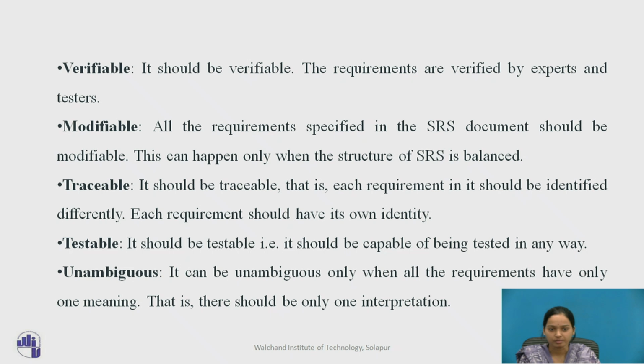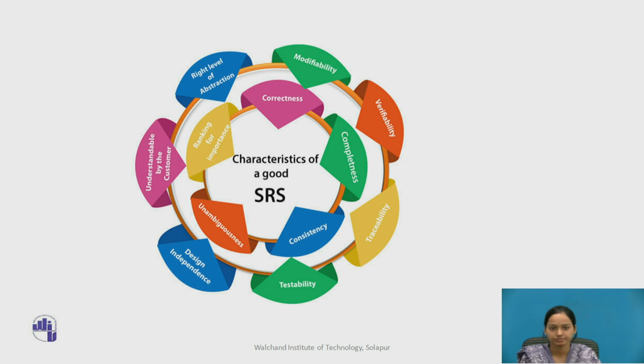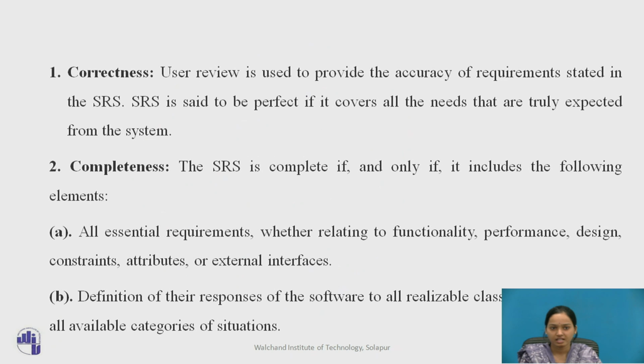Next is unambiguous. It can be unambiguous only when all the requirements have only one meaning, that is there should be only one interpretation. This is a small diagram for the characteristics of a good SRS, that is correctness, completeness, consistency, unambiguous. Next slide is correctness. User review is used to verify the accuracy of requirements stated in the SRS. SRS is said to be correct if it covers all the needs that are truly expected from the system.